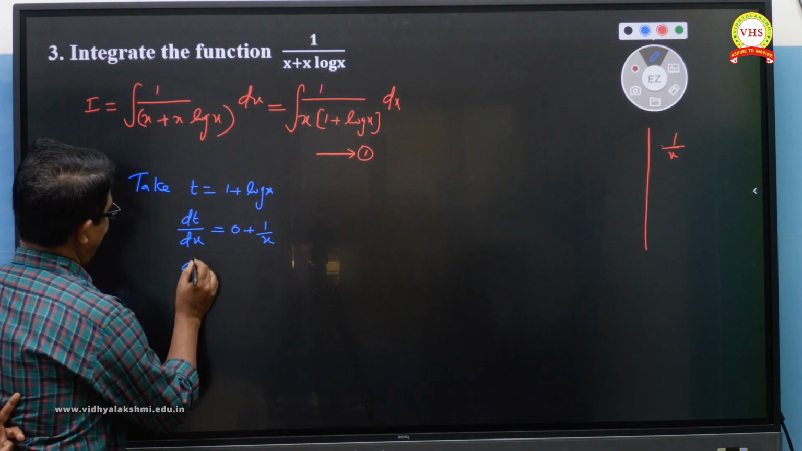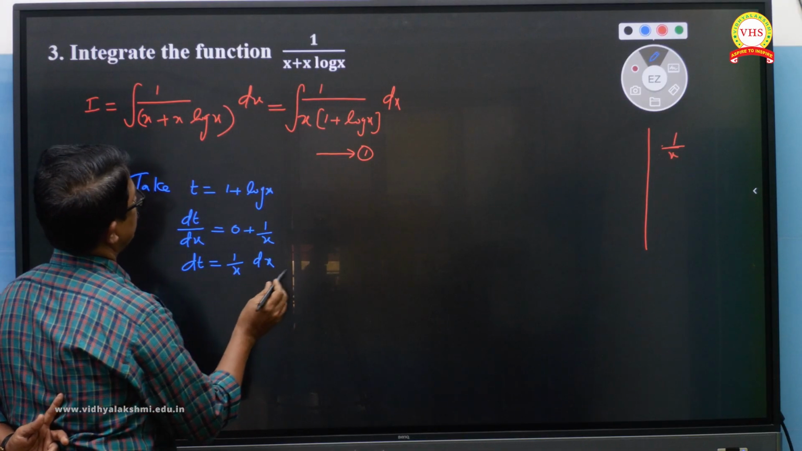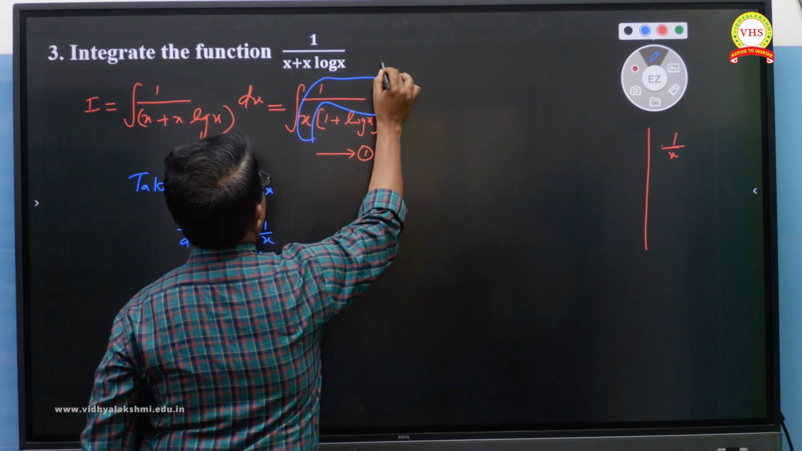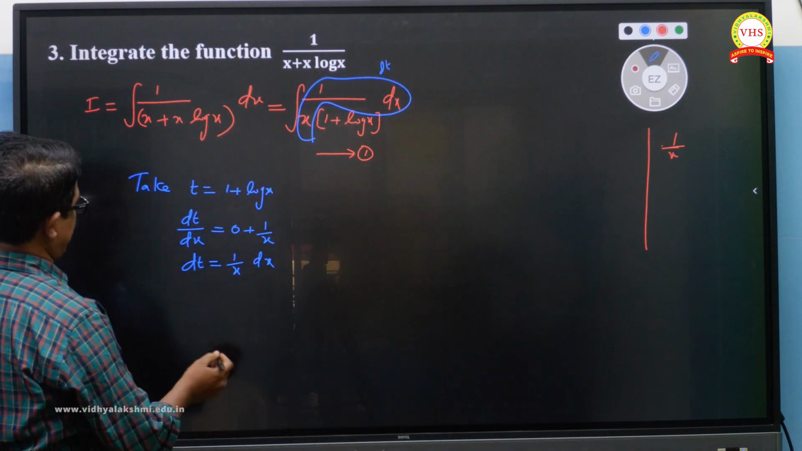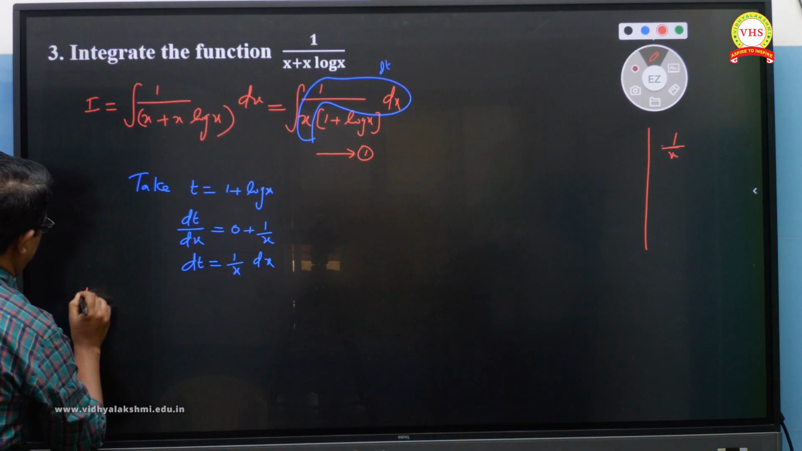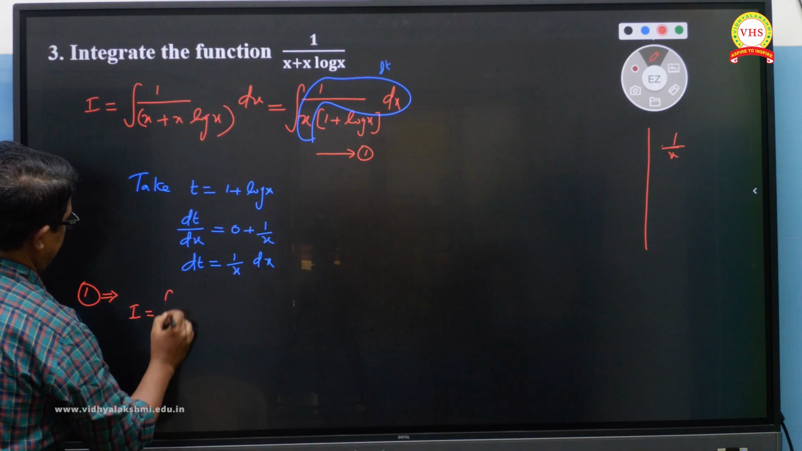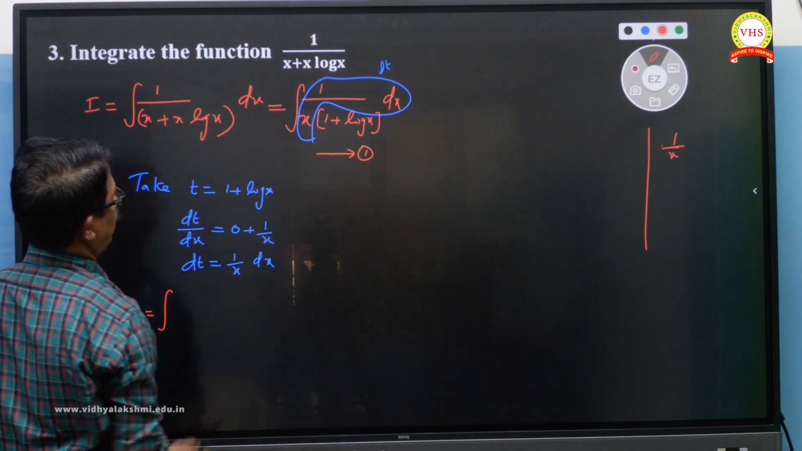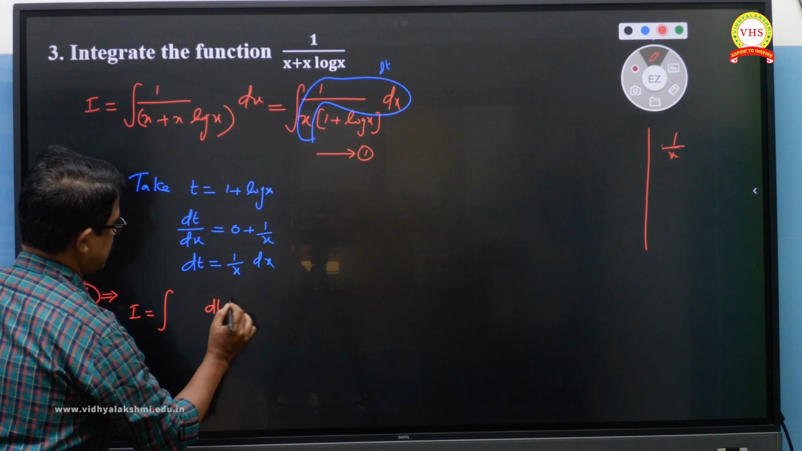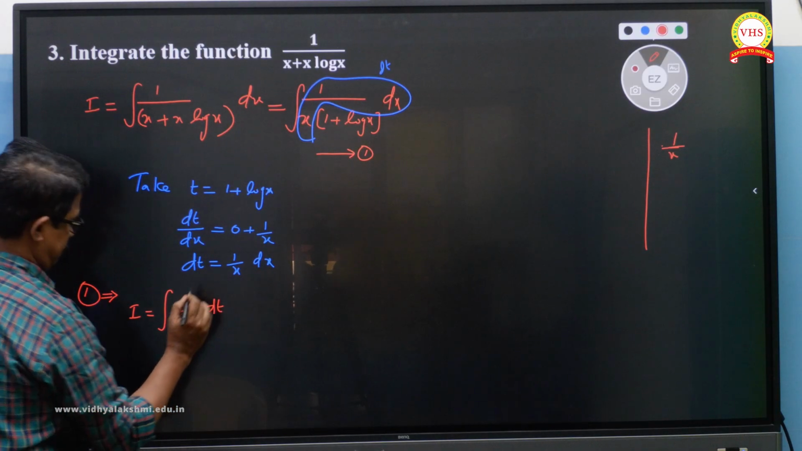So we need only in terms of t. That means 1 by x into dx. Yes, look at this, Kanna. This 1 by x into dx is dt. Now equation 1 becomes, what is that? I equal to integral. Where is the 1 plus log x? It is in the denominator. First you have to replace 1 by x into dx with dt. Then what is next? 1 by t.